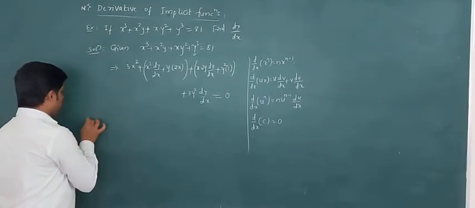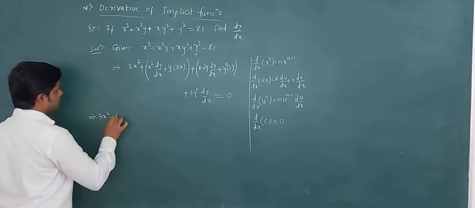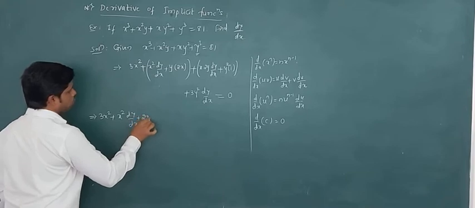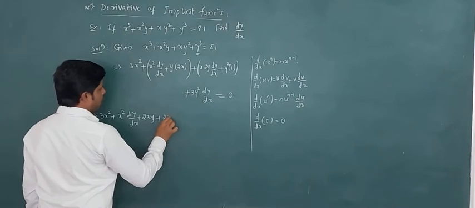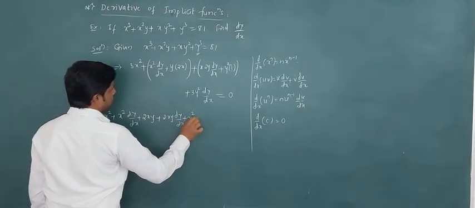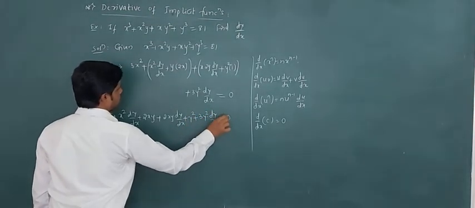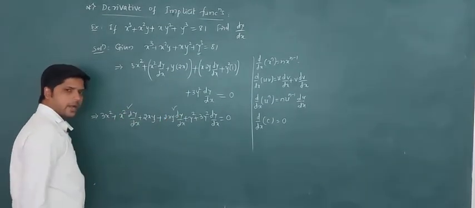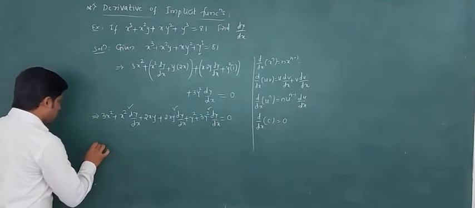Okay, now simplify this one. We get 3x square plus x square into dy by dx plus 2xy plus, here second bracket, 2xy into dy by dx plus y square plus 3y square into dy by dx is equal to 0. Here we have x square dy by dx, 2xy into dy by dx and 3y square dy by dx. Dy by dx is common, so take it outside.